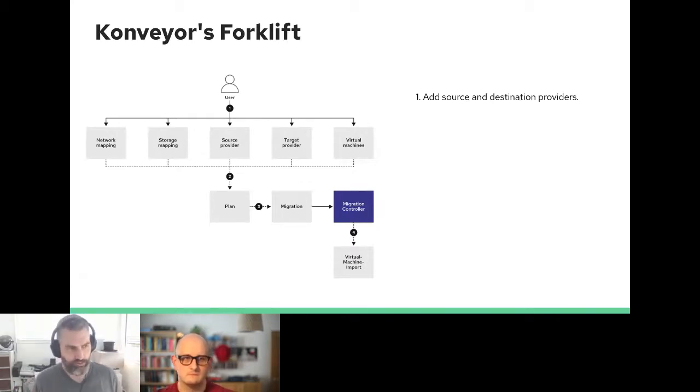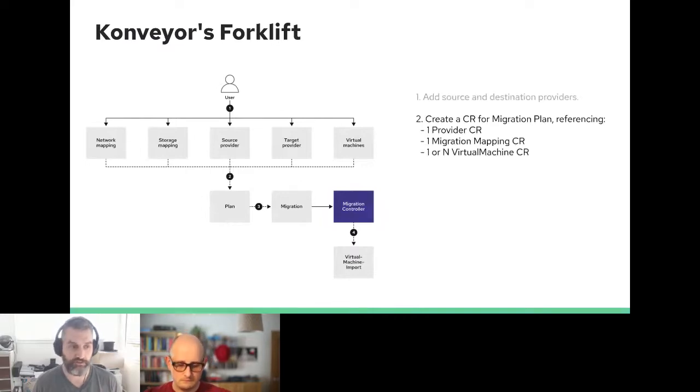So from all those components, we create a plan. The plan is basically the aggregation of source and destination providers, the mappings, where we're saying where everything is going, and one to N virtual machines. So the machines we want to migrate together with the same parameters for migration. For example, when you create a second plan, you can have different mappings from the first one. It's really up to you. You can reuse existing mappings or create a new one on the fly.